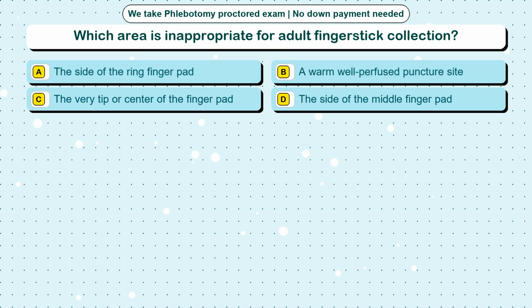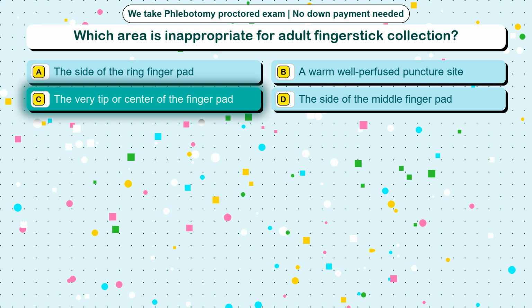Question 53. Which area is inappropriate for adult fingerstick collection? Option A. The side of the ring finger pad. Option B. A warm well-perfused puncture site. Option C. The very tip or center of the finger pad. Option D. The side of the middle finger pad. The correct answer is option C. The very tip or center of the finger pad.